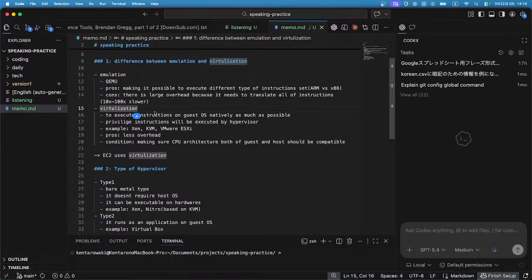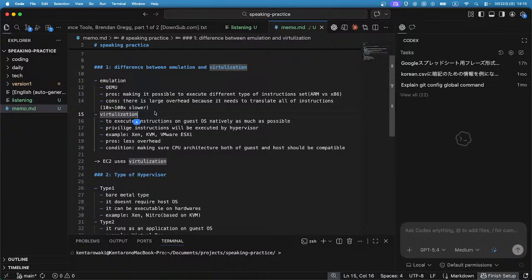And virtualization separates hardware resources and shares them between guest OS which run on virtualization, right? Yeah, this is the difference.